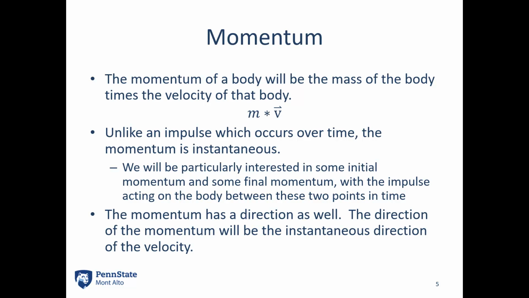So momentum does have a direction, and it's simply the direction of the velocity at that instant in time. So they might not be the same. I might have a different final velocity and initial velocity, and they have completely different directions. And that's all well and good.